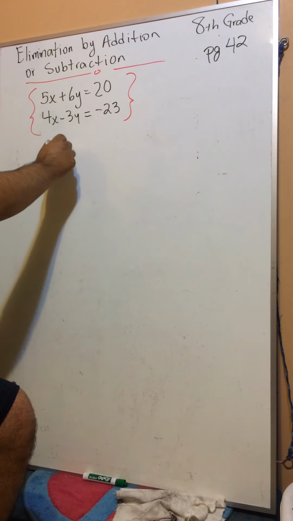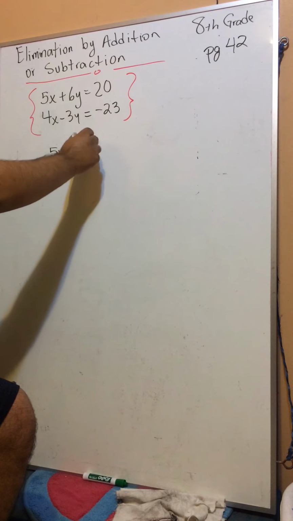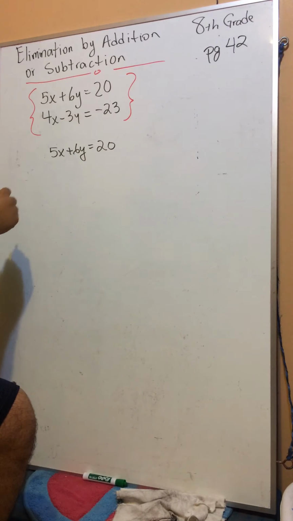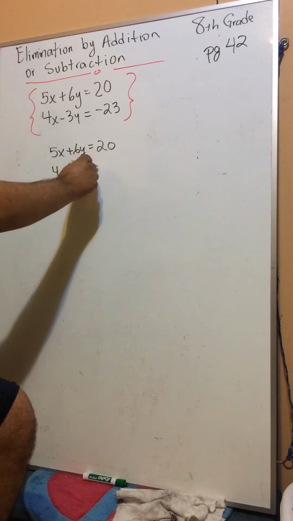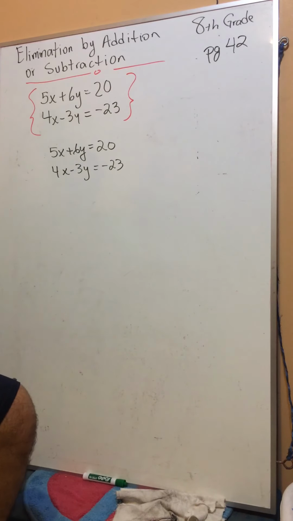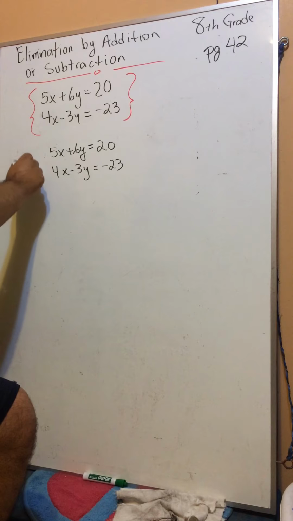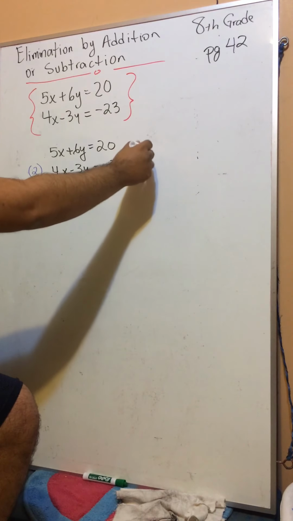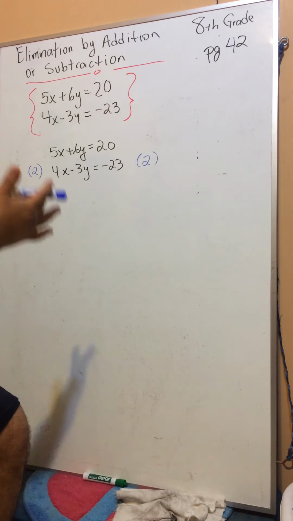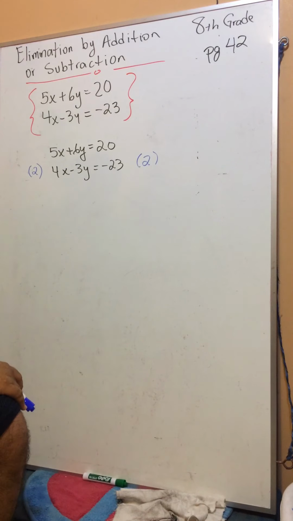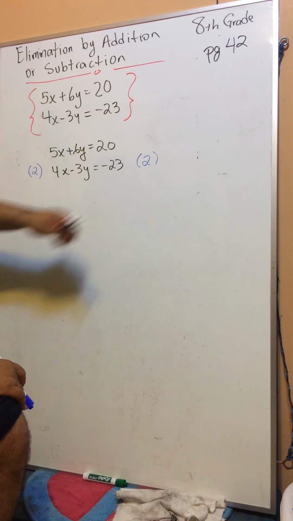So we copy 5x plus 6y equals 20, and we copy the bottom equation, 4x minus 3y equals minus 23. Like we said, we're looking for a number that's going to help us cancel one of the variables. So let's take 2. Now remember, what I do on one side of the equation, I have to do on the other side of the equation. This keeps a balance between the equations.